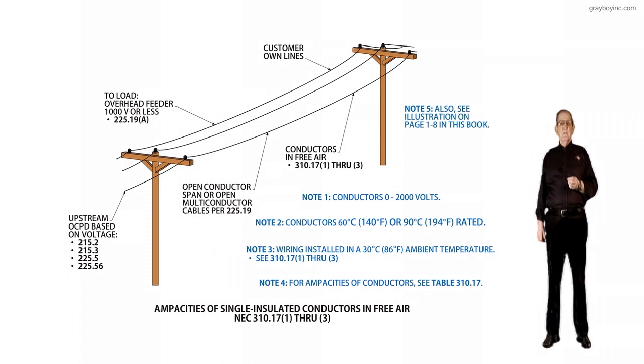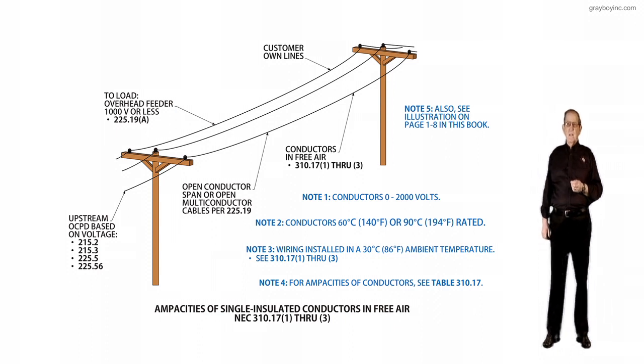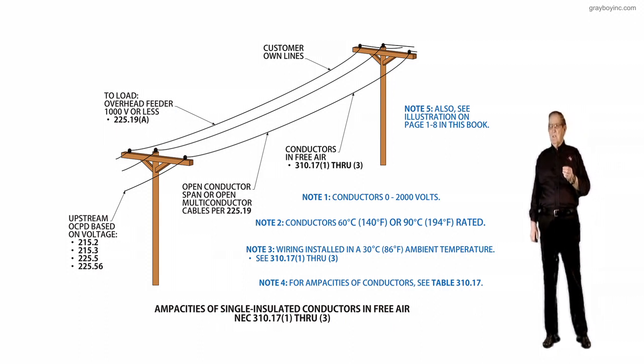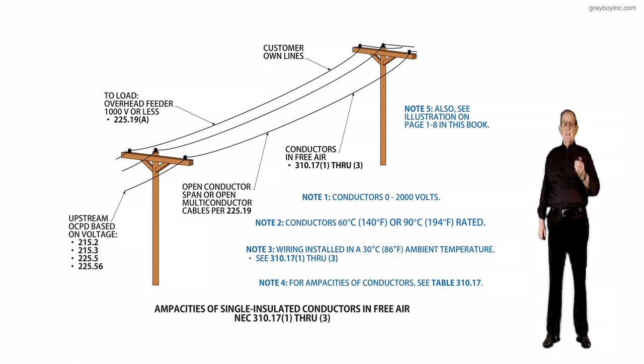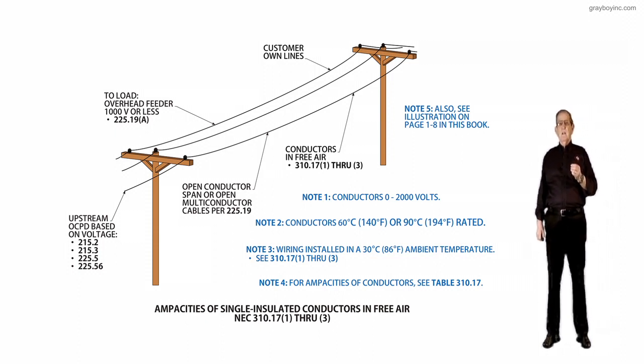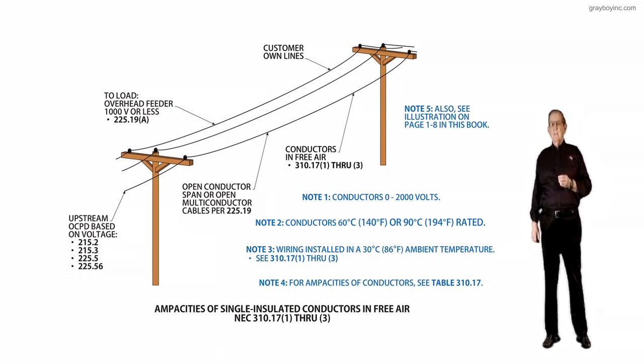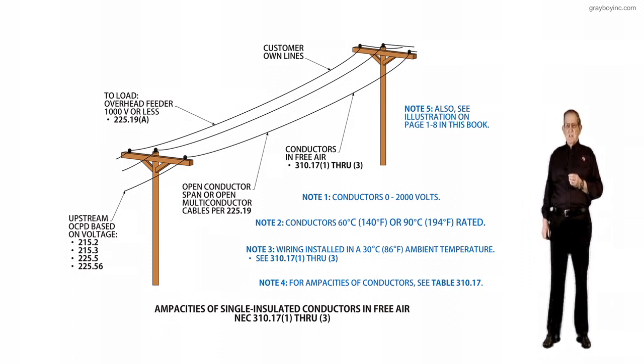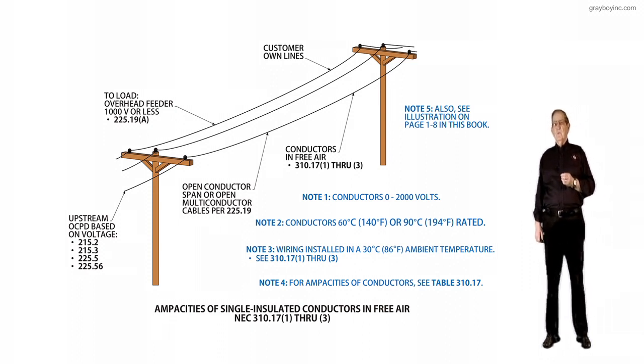The purpose of the change was to provide us a new section, and this new section has been added to address the ampacity of single insulated conductors in free air in accordance with 310.17. And of course, this table has been relocated from table 310.15(B)(17) in the 2017 National Electrical Code.